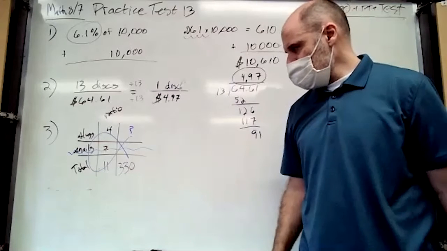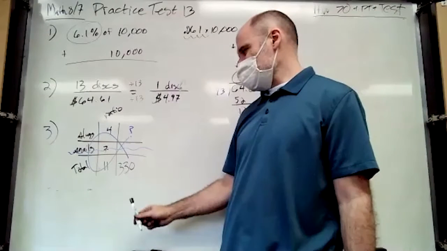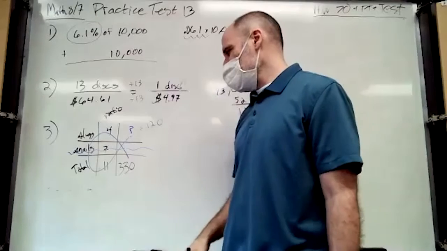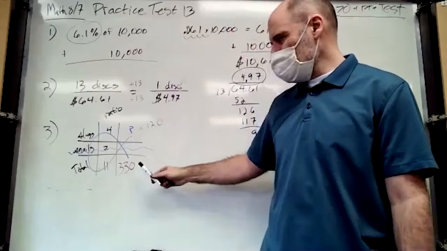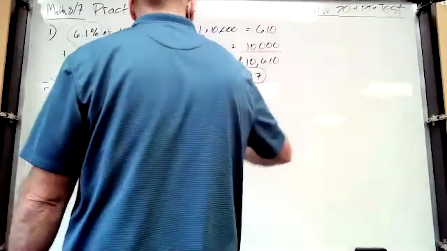So you could, this is actually, what is that, 30? 11 times 30 equals 330, so 4 times 30 is 120. But you could have just multiplied 330 times 4, and then divided by 11, and you'll get 120. I promise. Okay? You guys good with that? All right. Number 4.